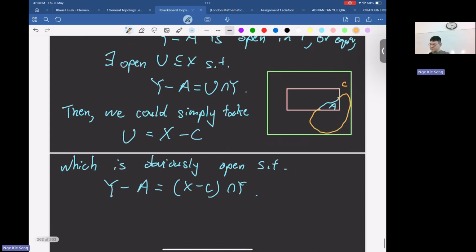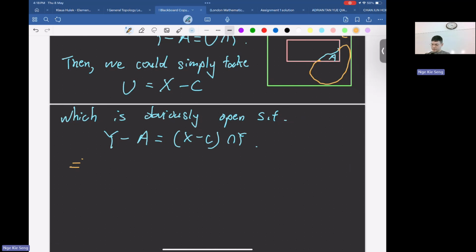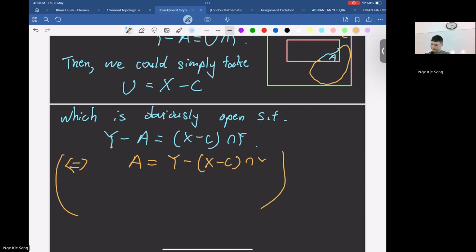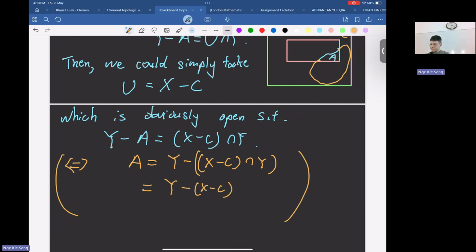Okay, so let's turn this equality into some A equal to some intersection. If you take the complement of both sides, it becomes what? A equals Y, take away the intersection. Equals what? Y, take away X minus C, union with Y, take away Y.